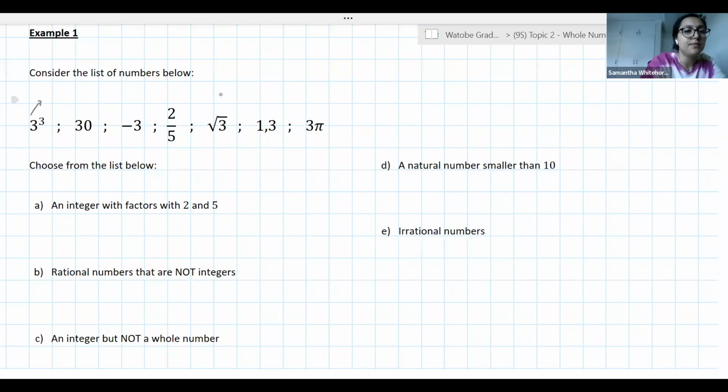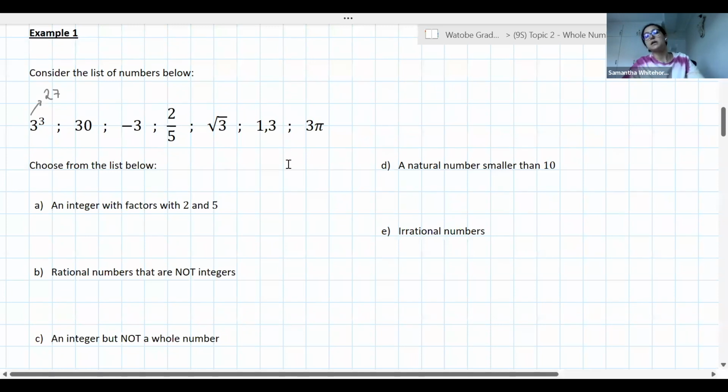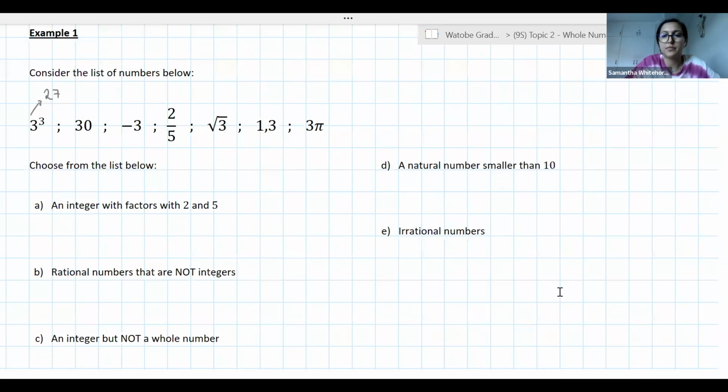So 3 squared we know is 27. 30 is obviously 30, so we keep going. 2 over 5 is just a fraction. Square root 3 gives us a whole long decimal, and then we've got 1,3 and 3 pi. So if you can simplify values or numbers, do that so that we know what numbers we have in our list.